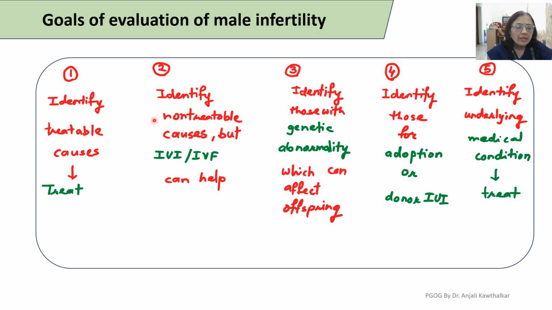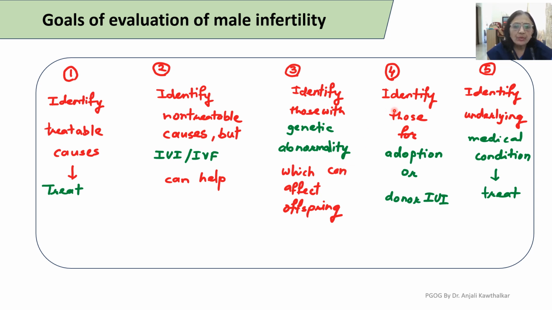Second is, in those where there is a non-treatable cause, identify a group where IUI or IVF will be of help. Third is to identify those males who have genetic abnormalities which can affect the offspring, so that even if we can do IUI or IVF, we need to be cautious in this group because of the possibility of transfer of the genetic abnormality to the offspring.